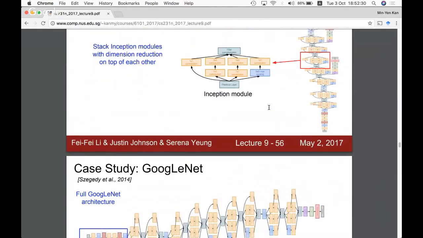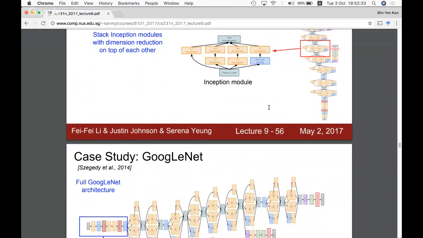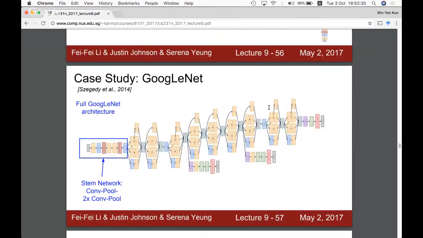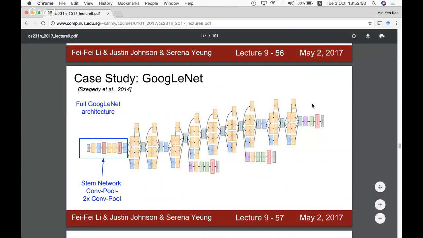Moreover, if you look at the whole structure, initially they have 2 convolution and pooling layers, followed by 9 inception layers. In those 9 inception layers, they don't have just one classifier output, but 2 more auxiliary classifier outputs.